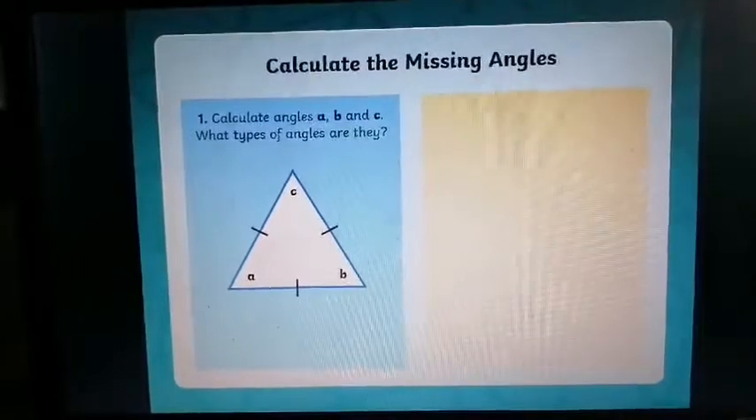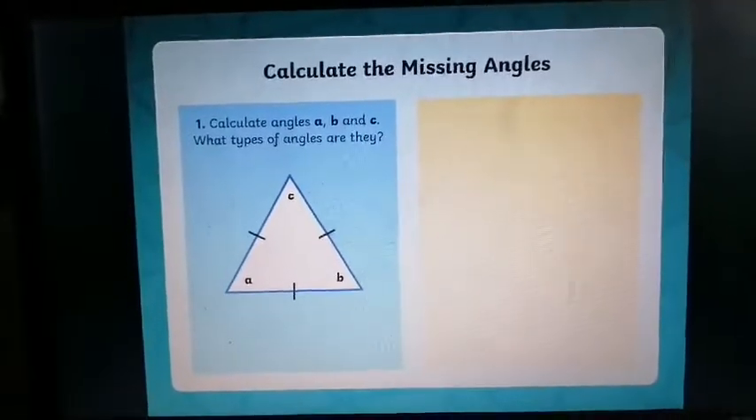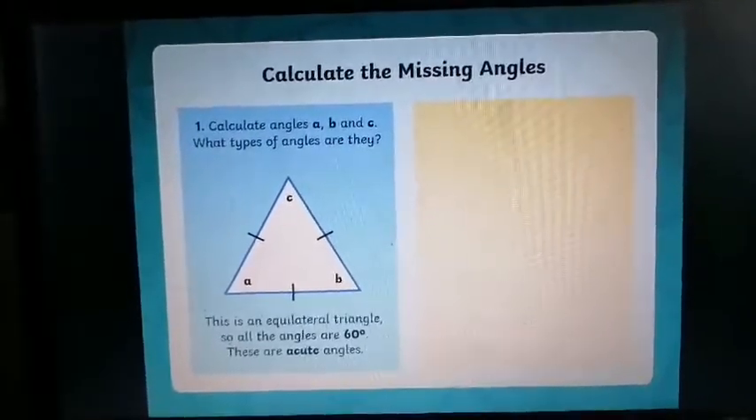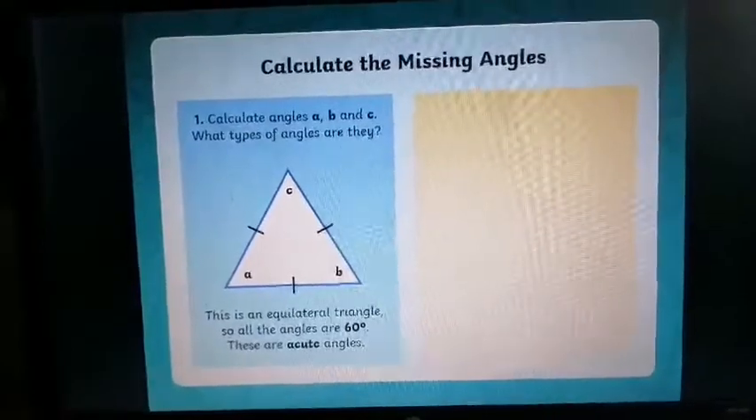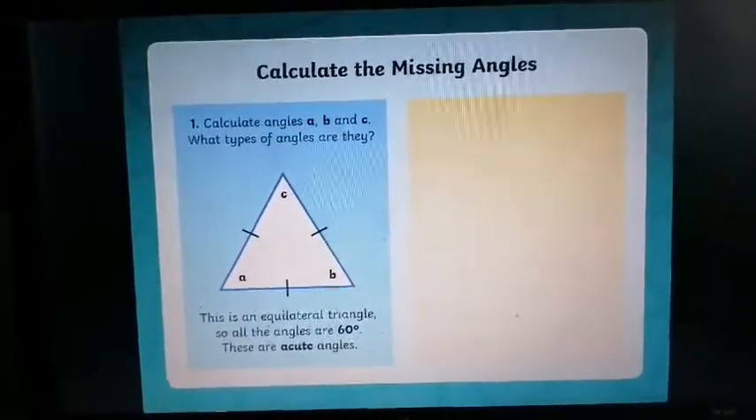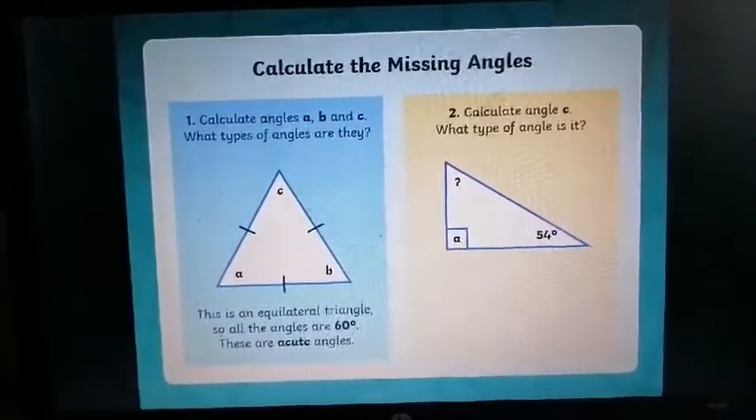Now we can calculate these a little bit trickier ones here. Angles A, B and C. Now what type of angles are they? Well, this is an equilateral triangle, so all the angles are 60 degrees. These are acute angles.